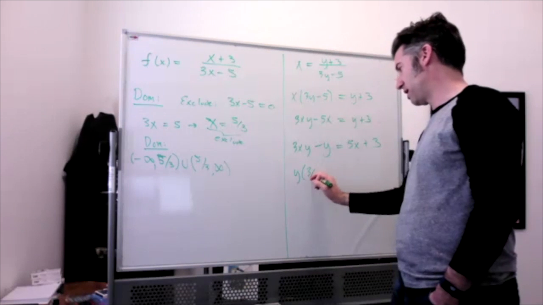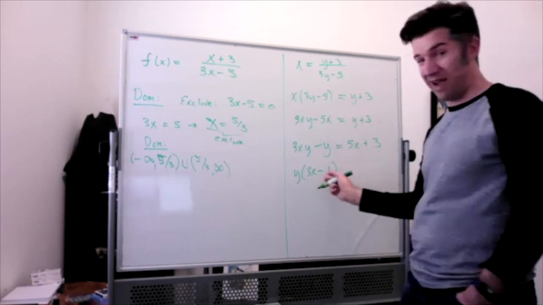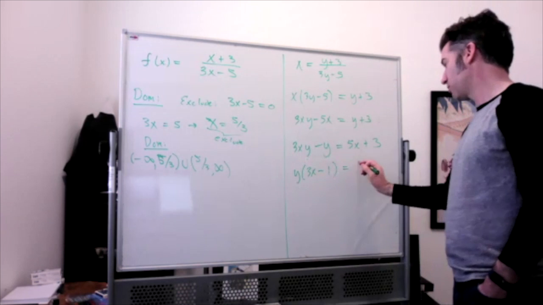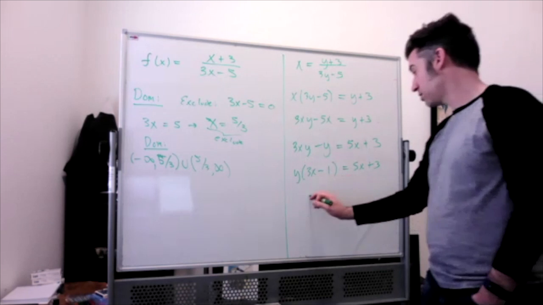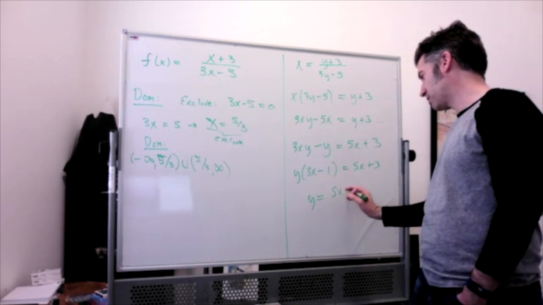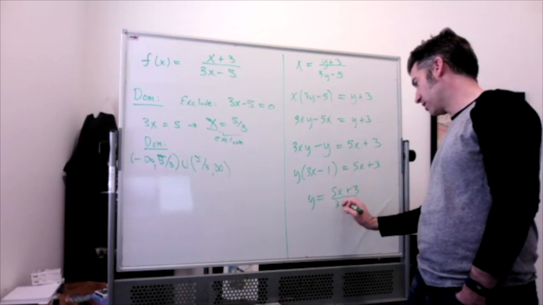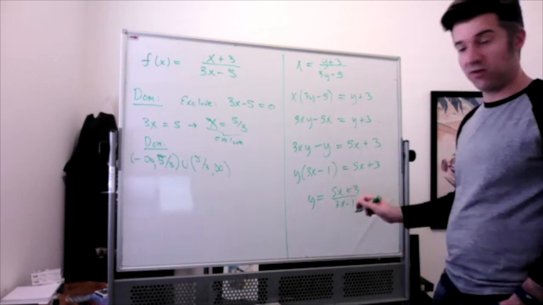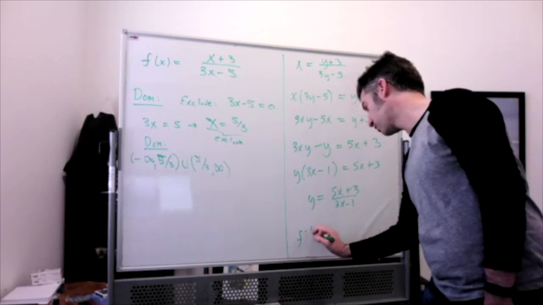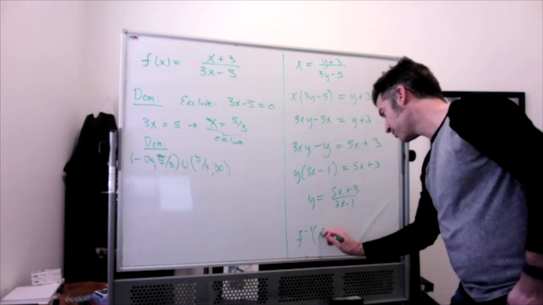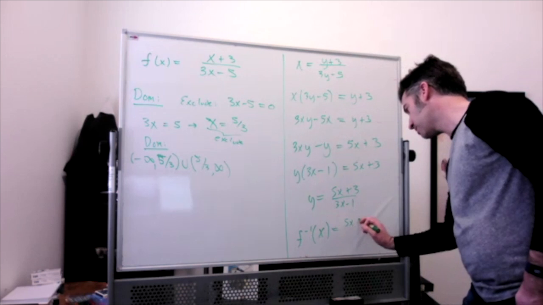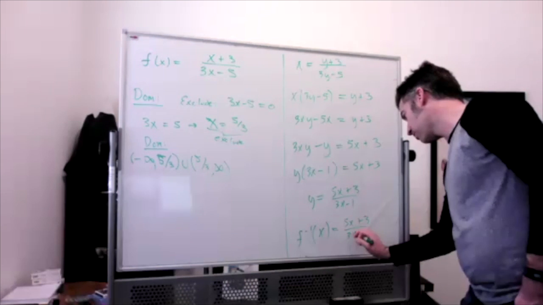y times 3x minus 1 equals 5x plus 3. Divide by this, so y equals 5x plus 3 over 3x minus 1. And that's our inverse function. So the inverse function, f inverse of x, is equal to 5x plus 3 over 3x minus 1.